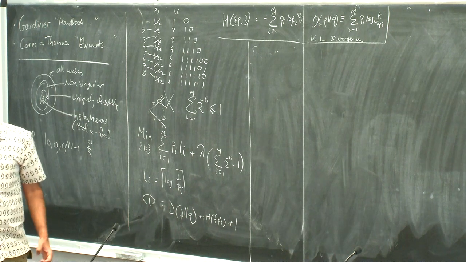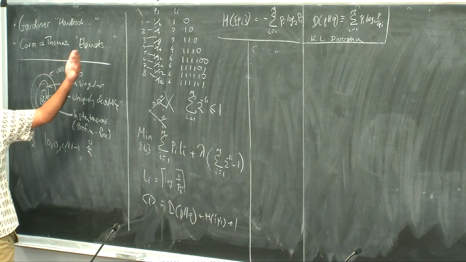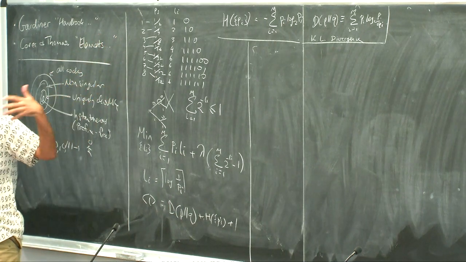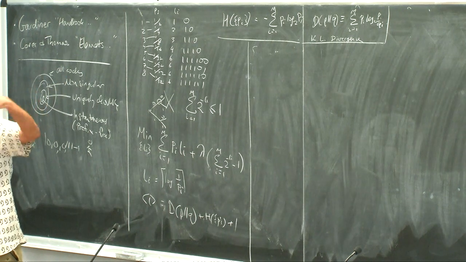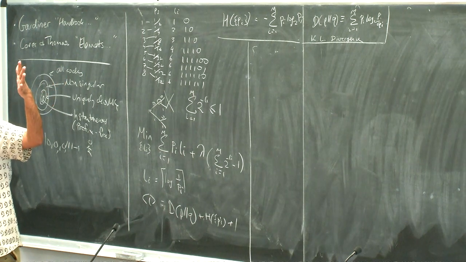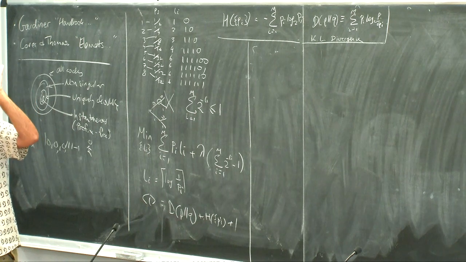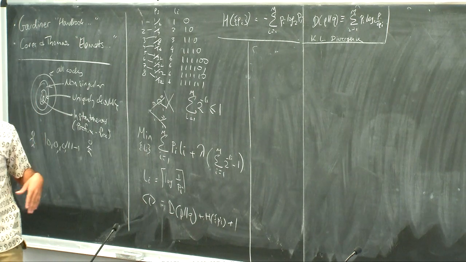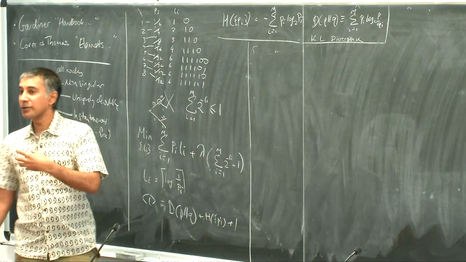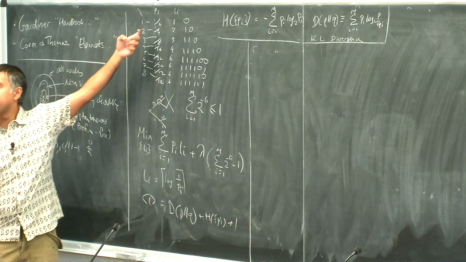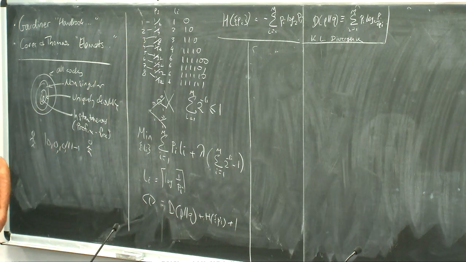And when I'm transmitting English text, then i equals 1 to M will go not over 8 horses, but will go over, you know, 26 lowercase letters, 26 uppercase letters, a bunch of punctuation marks, spaces, and so on. Let's say there's 100 symbols you want to transmit. So how would you figure out the actual p sub i's for English text?